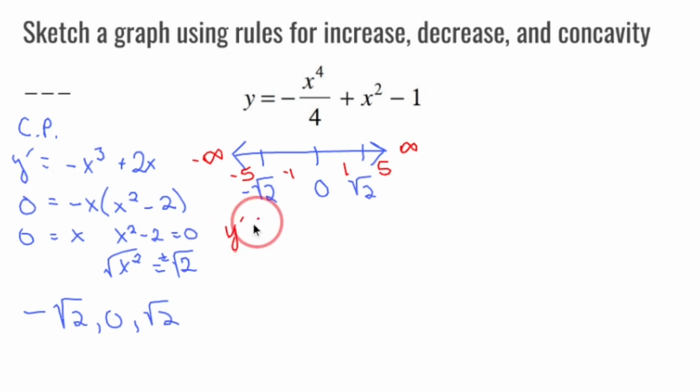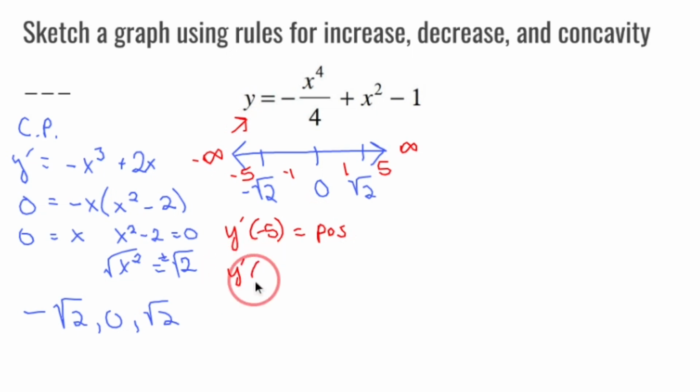Y prime of -5. Let's try to do this mentally. All right, -5, there's my derivative. -5 cubed is going to be -125. That negative cancels it out. So 125 minus 10 is going to be positive. So this is increasing here.